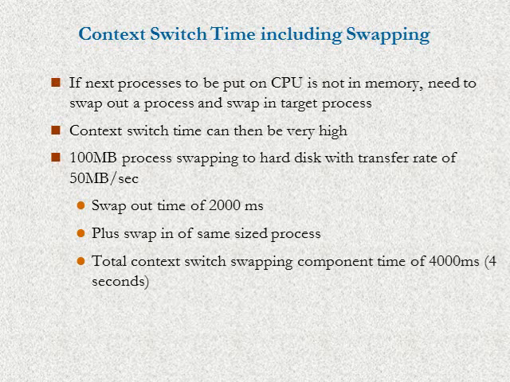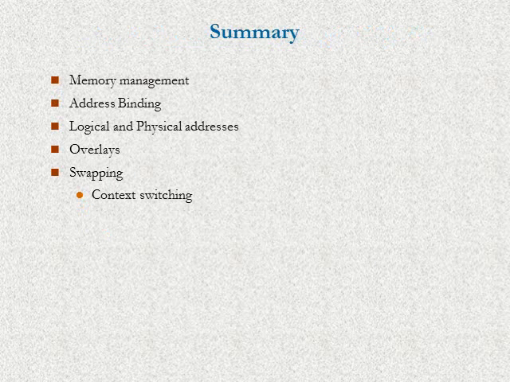For instance, if you have a process of 100 MB and the transfer rate is 50 MB per second, then the swap out time will be 2 seconds, which is 2000 milliseconds. And because you have to swap in the same size process, you may require 2000 milliseconds more for swapping in. So the total context switch time, including this swapping, may be around 4000 milliseconds, which makes the whole thing quite costly.